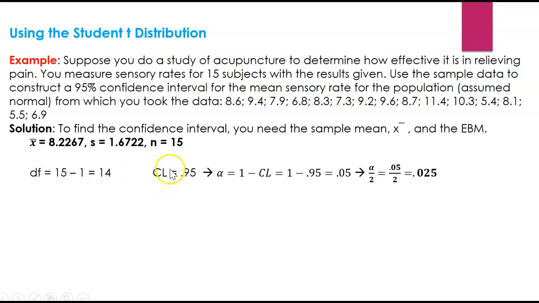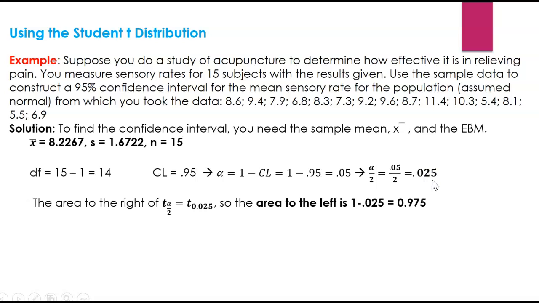Our confidence level is 95%, so that calculation is identical to what we did before, getting an alpha over 2 of 0.025. The area to the right of t alpha over 2 is t 0.025. So again, like we did with the normal distribution, area to the left is 1 minus 0.025 or 0.975.